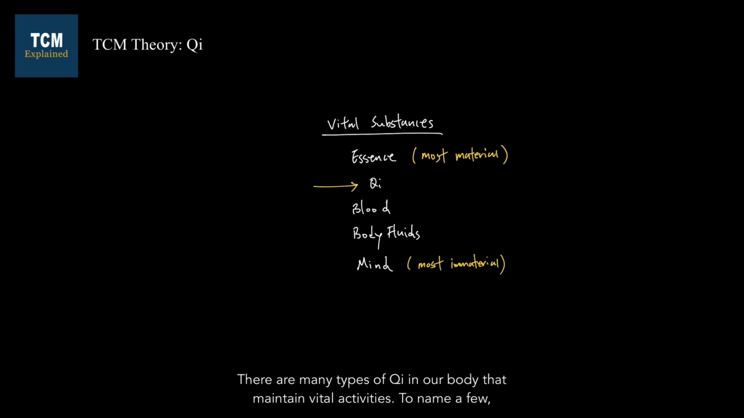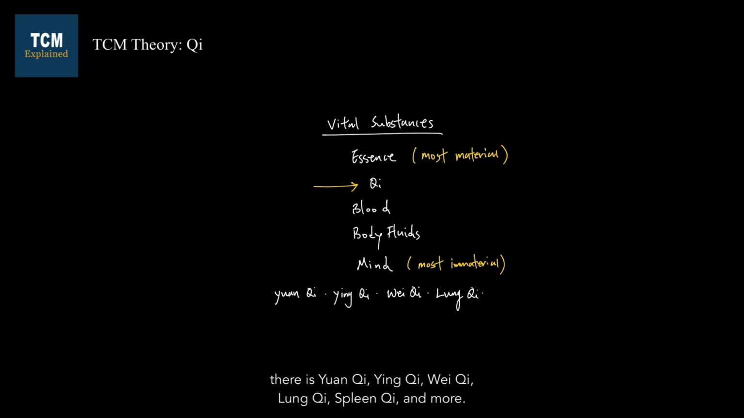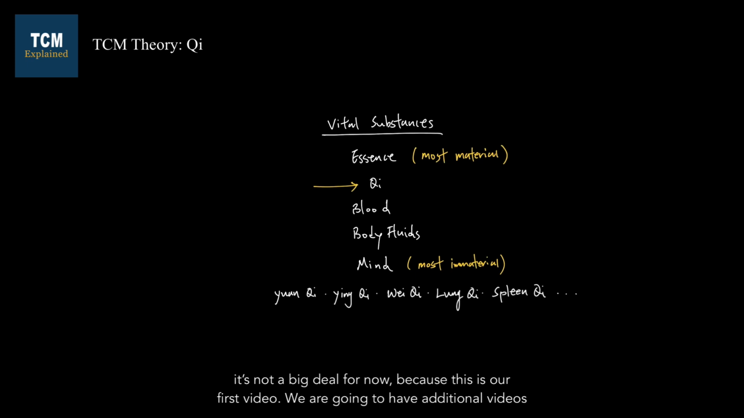There are many types of Qi in our body that maintain vital activities. To name a few, there is Yuan Qi, Yin Qi, Wei Qi, Lung Qi, Spleen Qi, and more. So we just call them as Qi. Even if you don't understand all these terms, it's not a big deal for now, because this is our first video. We are going to have additional videos on vital substances and different types of Qi that go into more details, so we will master them very soon.